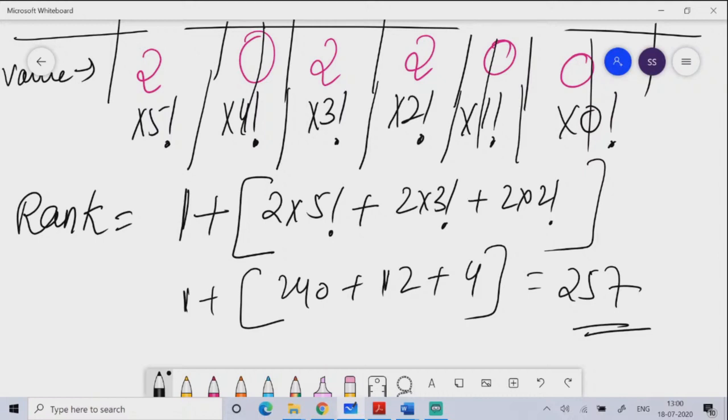So this is your final answer: 240, 252, 256, 257 is the ranking of this word, MASTER. Anyone, any doubt on this?